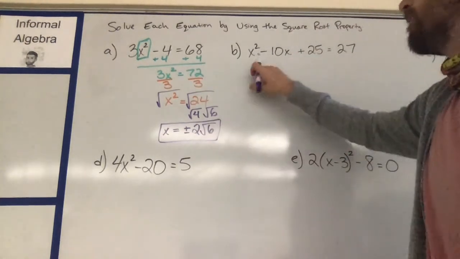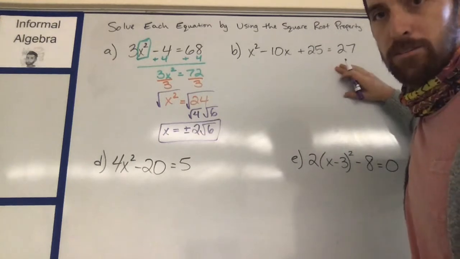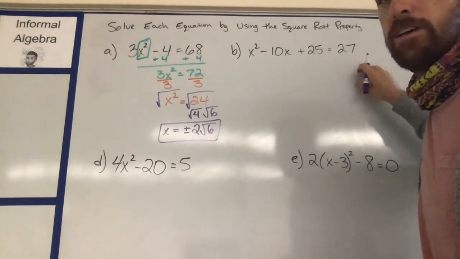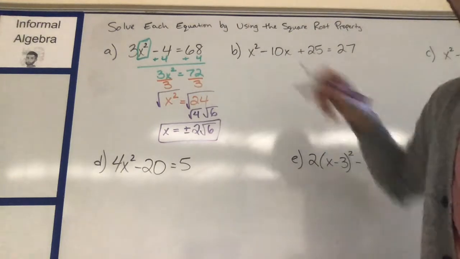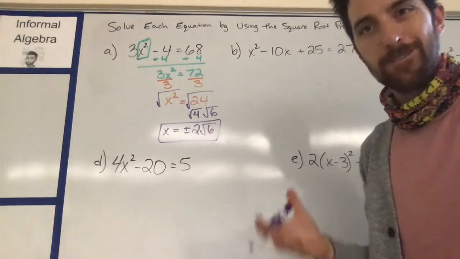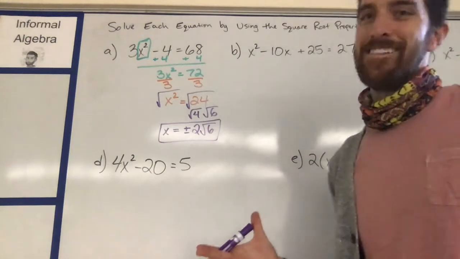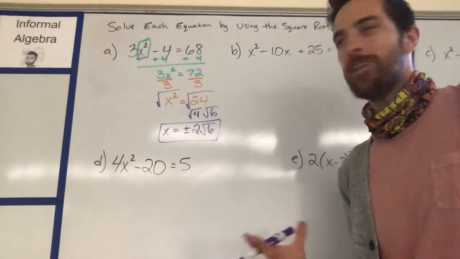So look at B. x squared minus 10x plus 25 equals 27. Now you might be like, oh, well, let's isolate the x squared because Mr. Plant just told us to isolate the square stuff. Thanks for paying attention. I appreciate it.